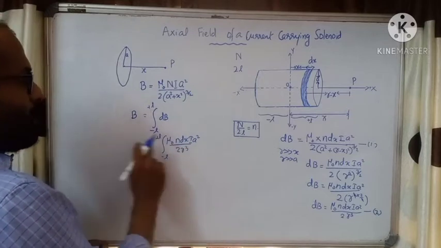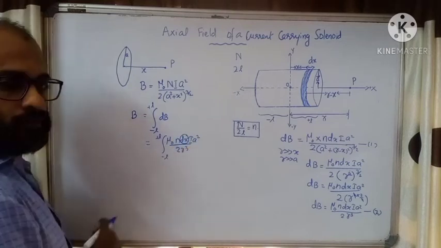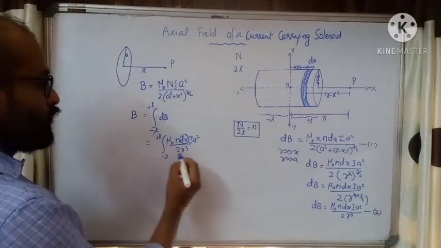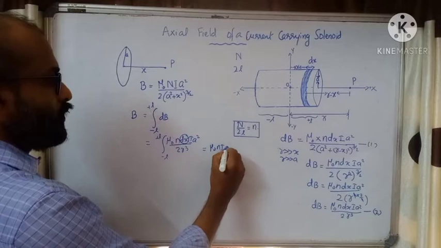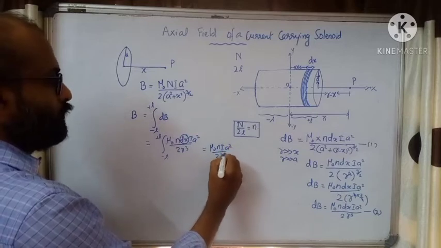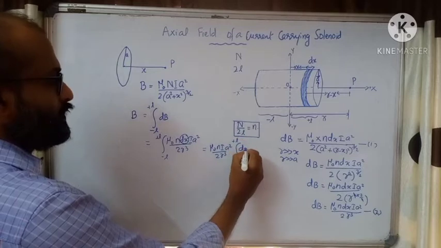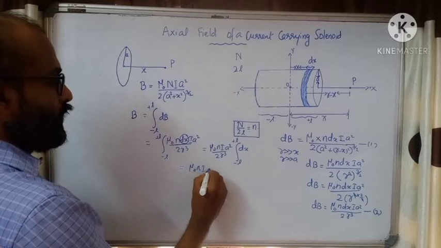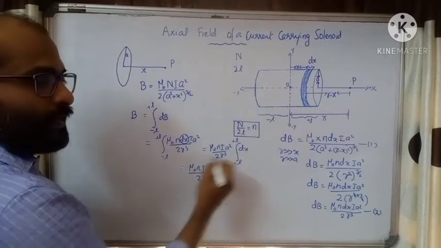Now except dx, all other terms are constants. The number of turns per length is a constant, r is a constant, everything is a constant. So take them outside. We will get mu 0 n I a square by 2r cube times the integral from minus L to plus L of dx.